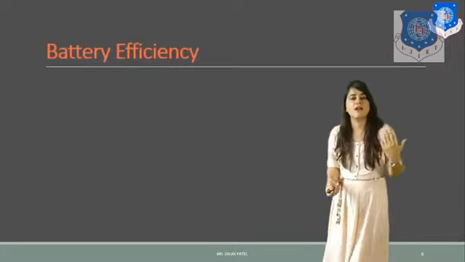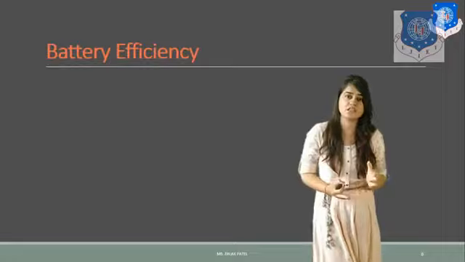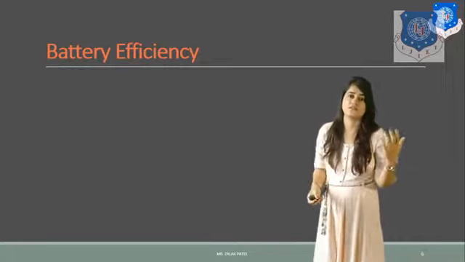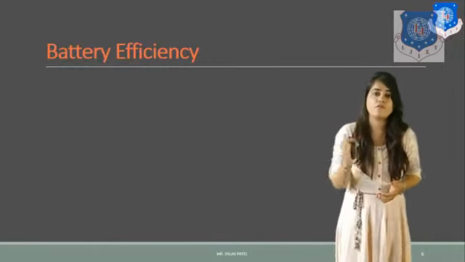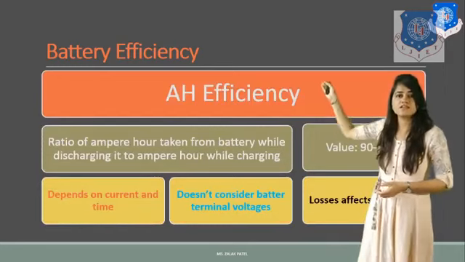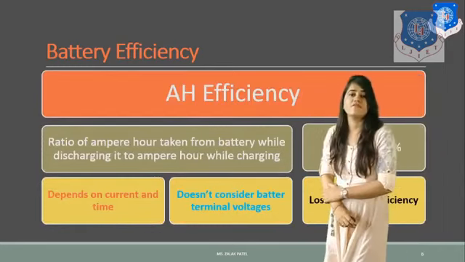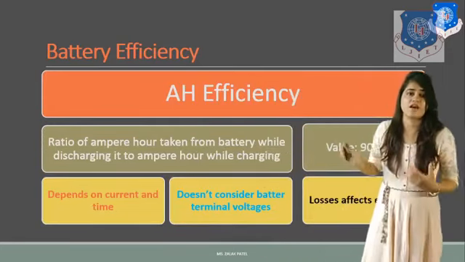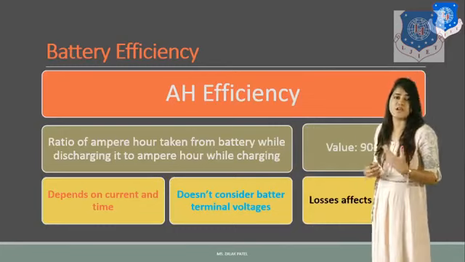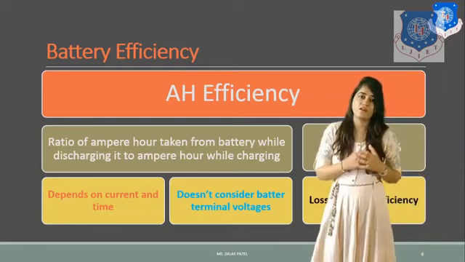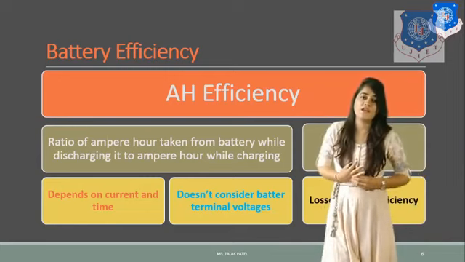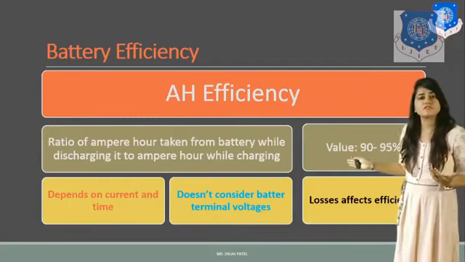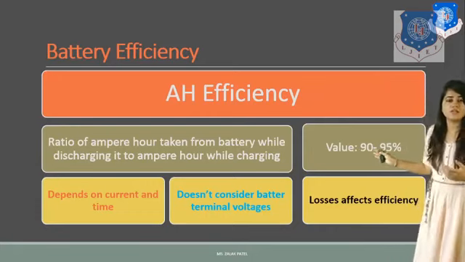Now let's talk about battery efficiency. Battery efficiency can be in terms of current and time, or in terms of power and time, meaning it can be either ampere hour efficiency or watt hour efficiency. First is ampere hour efficiency. Ampere hour efficiency is the ratio of the ampere hours taken from the battery while discharging to the ampere hours while charging. The ampere hour efficiency is generally 90 to 95 percent.